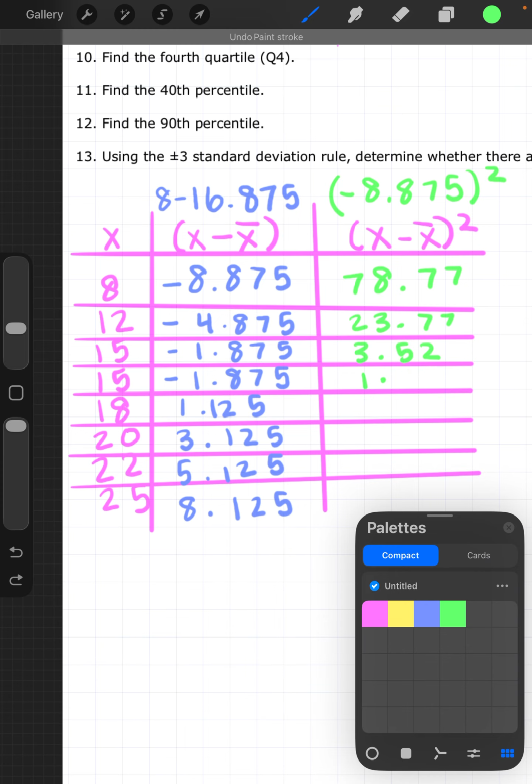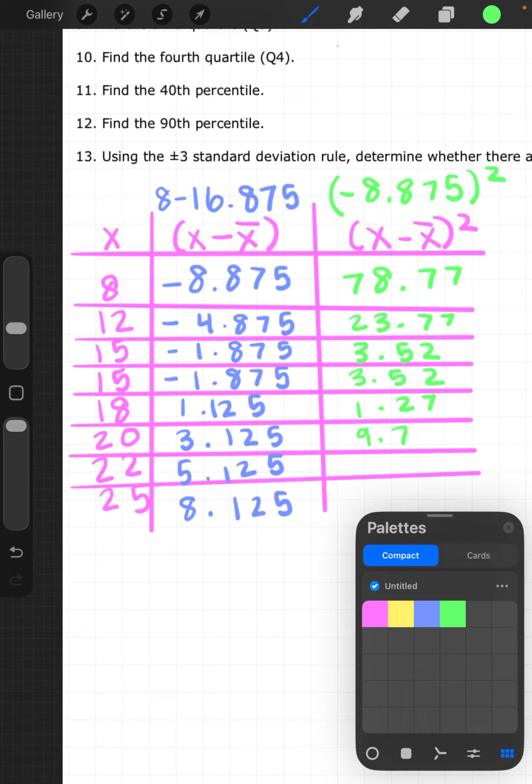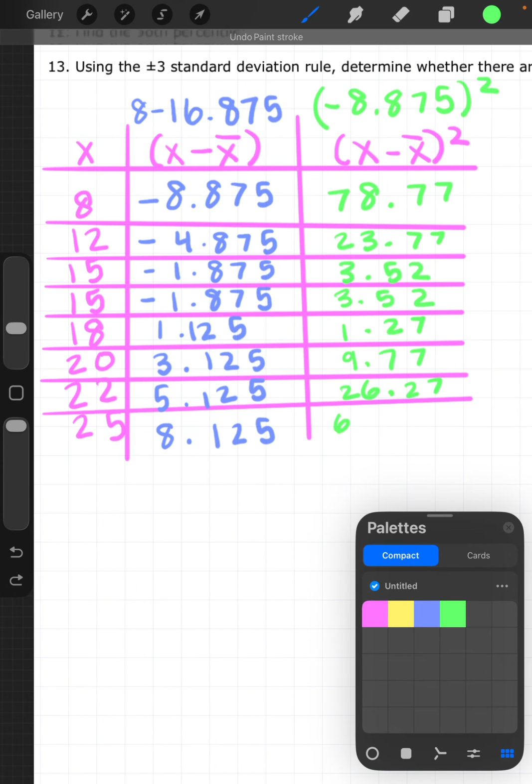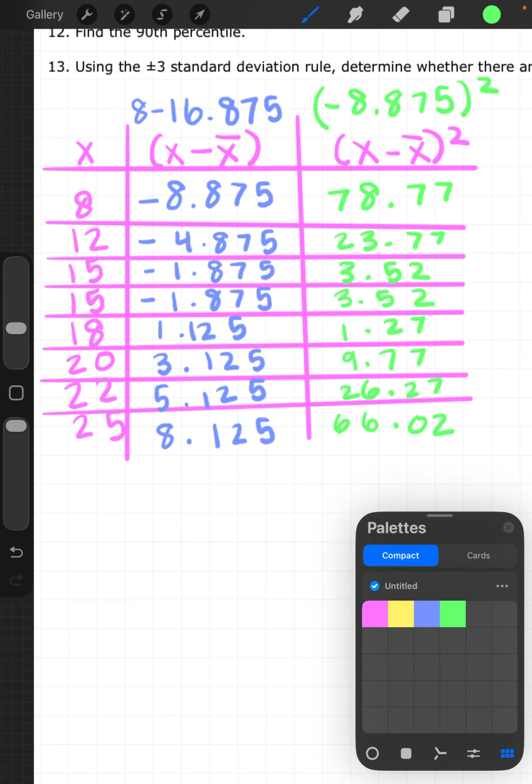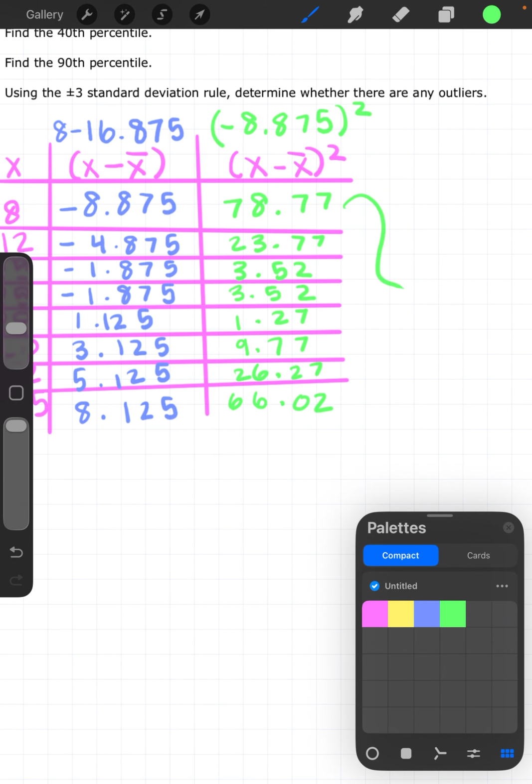Uh-oh, I skipped one. Okay. So now we have all of it. We will want to add all of these together, so adding all up, it would be 212.91.